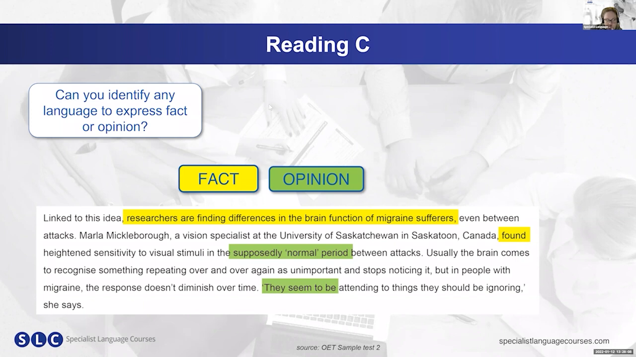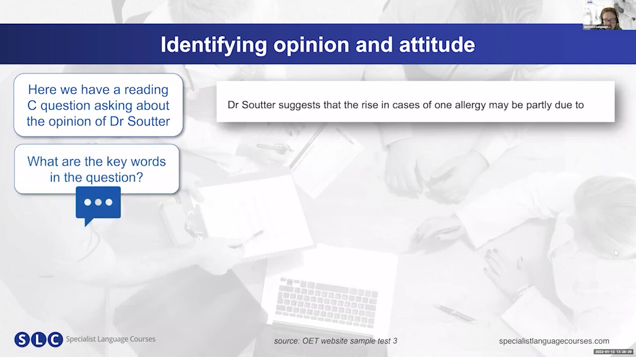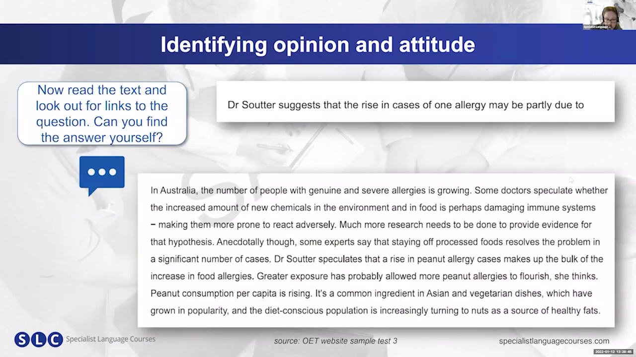Okay, so one more. Here we have a Reading C question asking about the opinion of Dr. Suter. So what are the key words in this question? Yeah, so he suggests the rise in cases of one allergy may be partly due to what? So what is the rise in cases of one allergy due to? Possibly, as suggested. So again, read the text and see if you can find the answer for yourself.